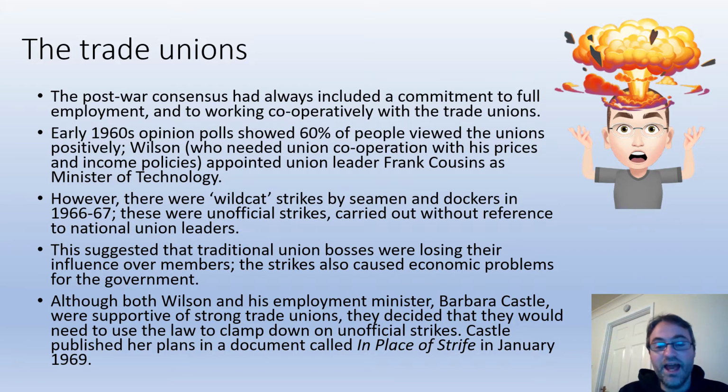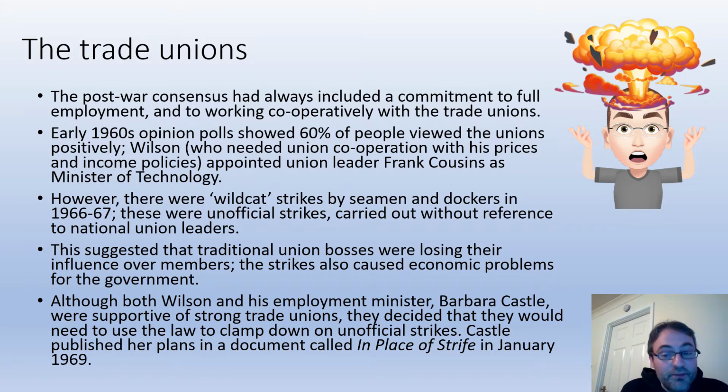Now, Barbara Castle is a leading member of Wilson's government. She's employment minister, responsible for relations with the trade unions, and Castle, like Wilson, is very much a supporter of trade unions, but like Wilson too, she shares that view that the unions need to be kept under some sort of control. Not banned, clearly, not clamped down on to too great an extent, but the issue of unofficial strikes does need dealing with. And so Barbara Castle sets out some plans to try and reform the trade unions.